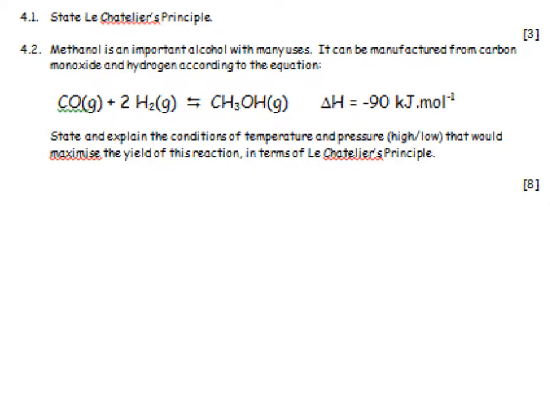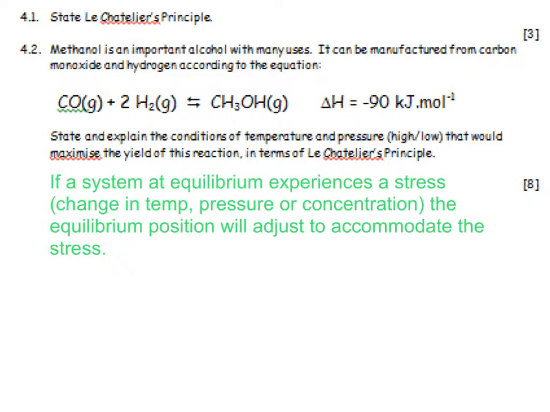State Le Chatelier's principle. This is straight out of your book, and you need to do it as book work. So, if a system at equilibrium experiences a stress, for example, change in temperature, pressure, or concentration, the equilibrium position will adjust to accommodate the stress. Methanol is an important alcohol with many uses. It can be manufactured from carbon monoxide and hydrogen according to this equation, and once again we've landed up with an exothermic reaction. State and explain the conditions of temperature and pressure, high or low, that will maximize the yield of this reaction in terms of the principles. So, again, in terms of the principle doesn't mean stating the principle.